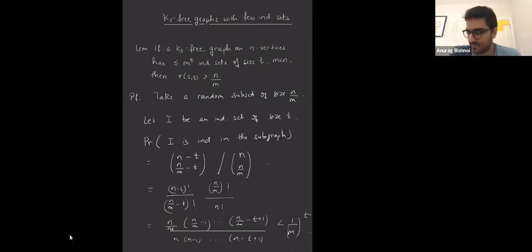And now that's it. If you know what the union bound is, because this is the total number of independent sets of size t. This is the upper bound on the total number of independent sets of size t. So if you go over all independent sets of size t and take the probability that any one of them survives, then this probability is strictly less than 1. So the probability that all of them are destroyed is positive. And that's the proof.